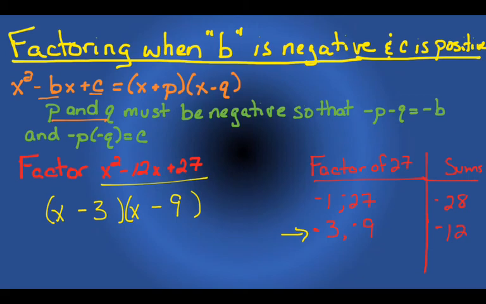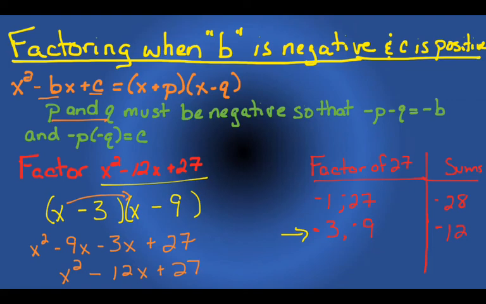If we go first terms, we'll have x squared. Our outer terms will give us negative 9x. Our inner terms will result in negative 3x. And our last terms will result in 27. So combining like terms, you end up with x squared minus 12x plus 27. And we know that we have then checked our work.